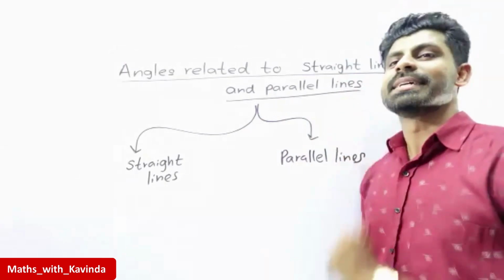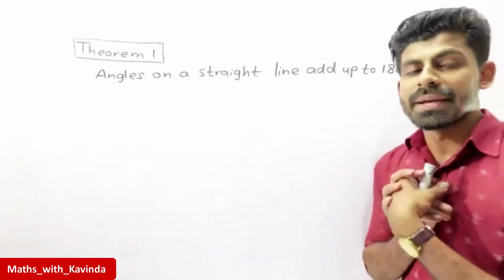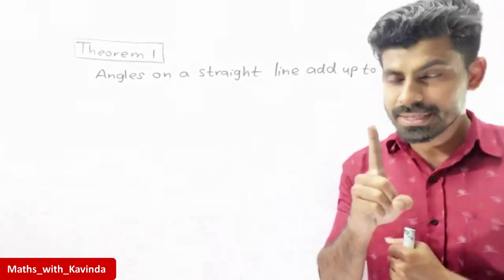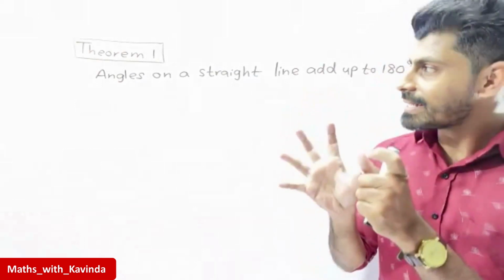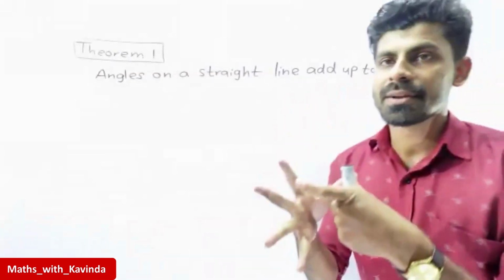Right, let's quickly move to the next one. Let's quickly move to the first theorem. Angles on the straight line add up to 180.